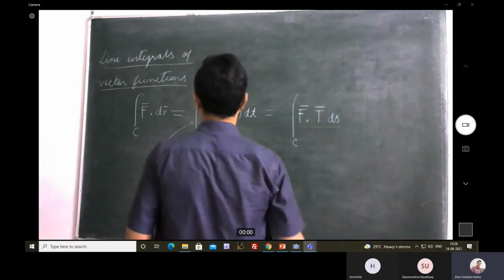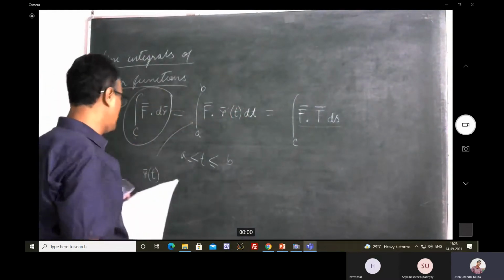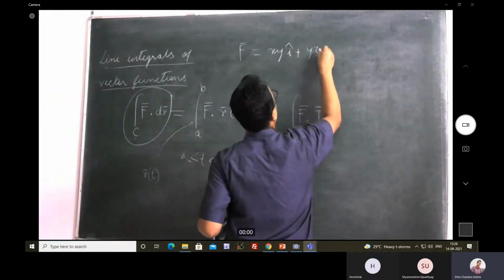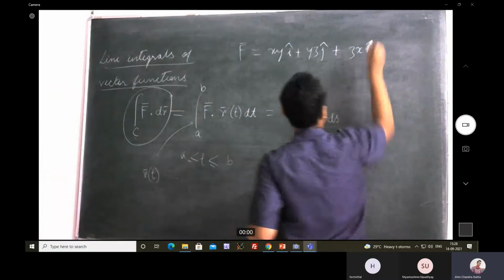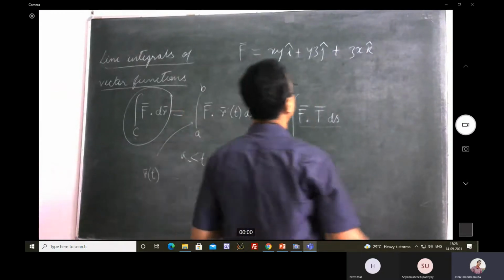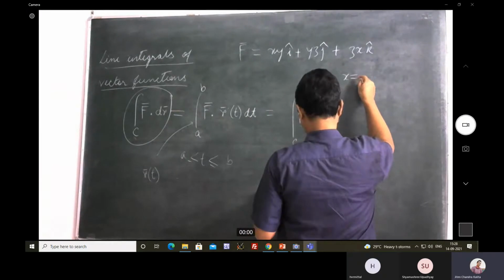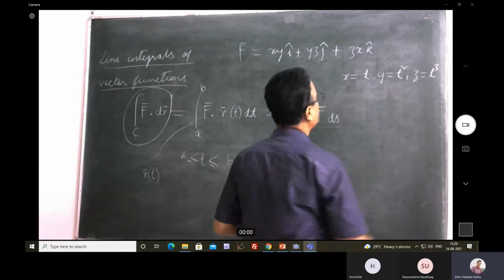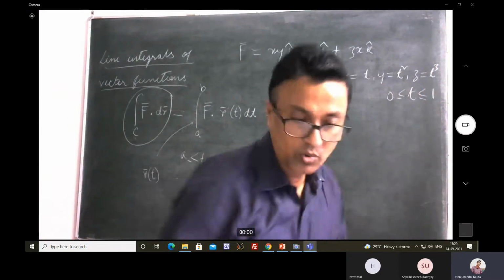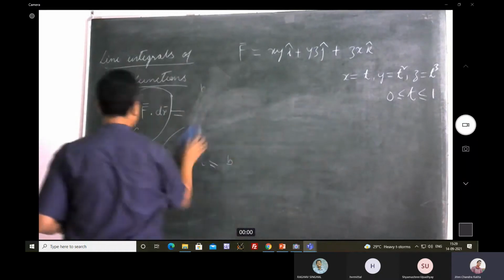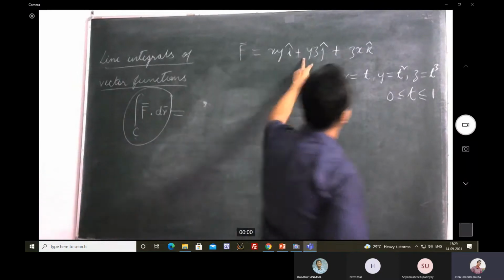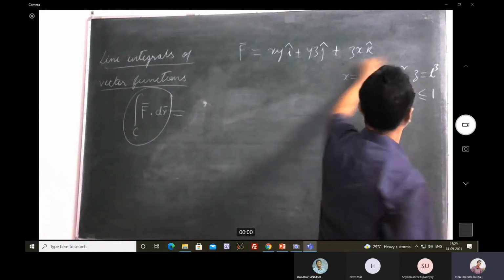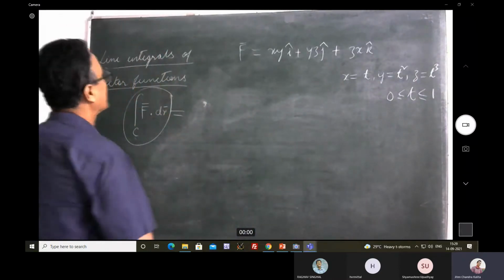So let us try to work out one particular example. Suppose you have to evaluate this, where F is given by xy i plus yz j plus zx k, and C is the curve given by the twisted cubic: x equal to t, y equal to t squared, z equal to t cubed, and t lies between 0 and 1. So basically the question is about evaluating this line integral where F is given by this, and C is the twisted curve whose parameterization is given by this. That's it.